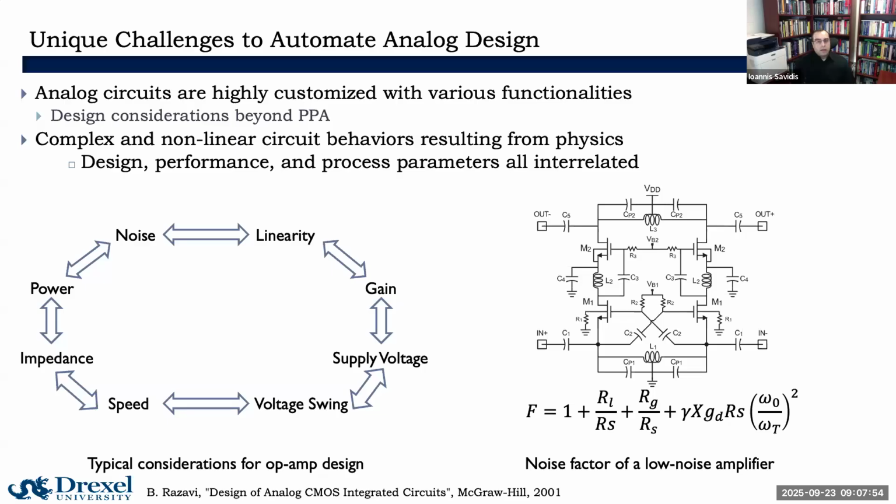So analog circuits are also more complex with nonlinear behaviors resulting from physics-based effects. So think charge carrier mobility or EM characteristics of the circuit. And then what ends up happening is that the design, the performance, and the process parameters are all interrelated. And therefore there are significant trade-offs among these parameters that the designer must consider.